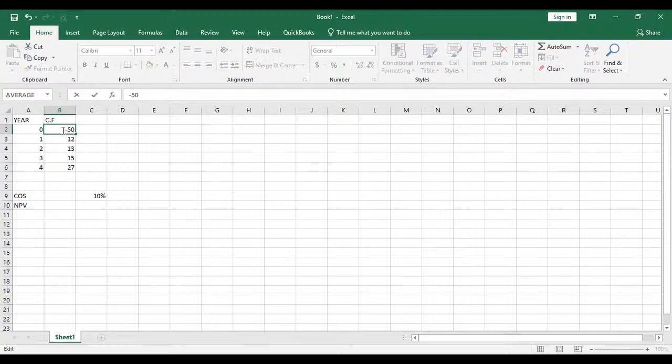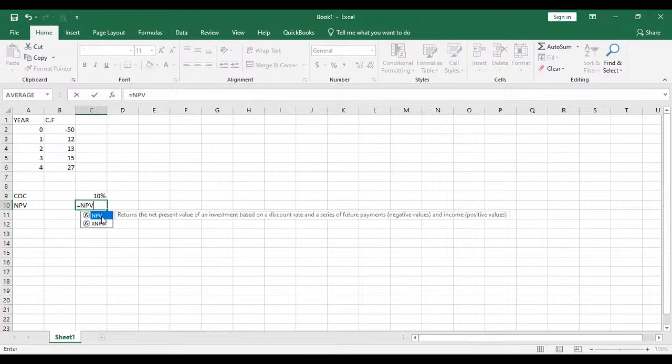Like a negative 50, sema enter. Ndio hiyo sasa. Now go to this cell called COC. I want it to be COC, so remove that extra C. That 10% is correct. Very good. So go down there to NPV now. Things are happening. Start by saying equals. Equals NPV. Double click that one.